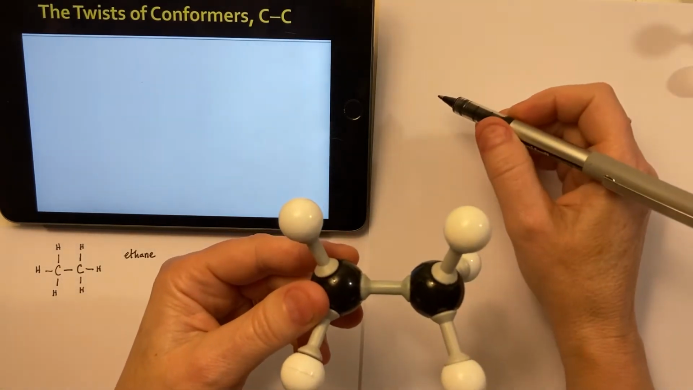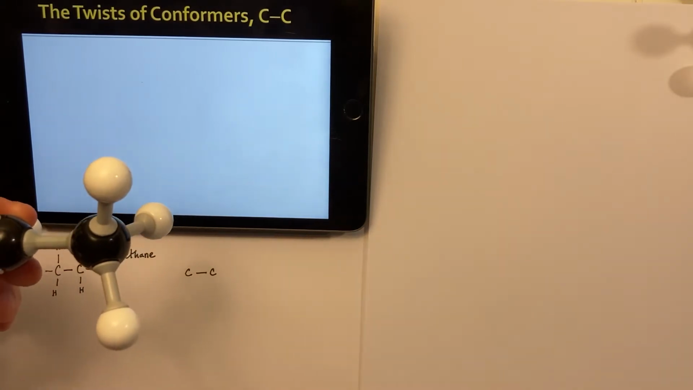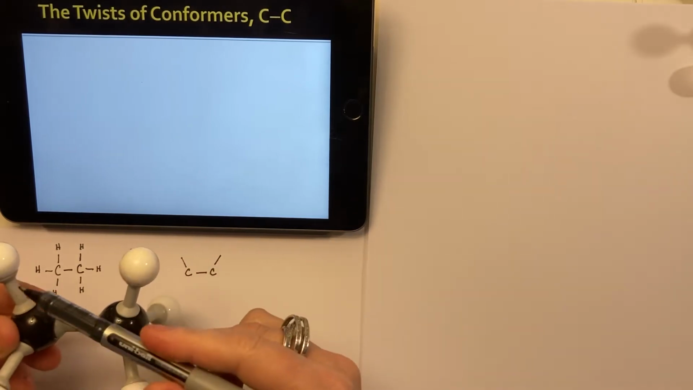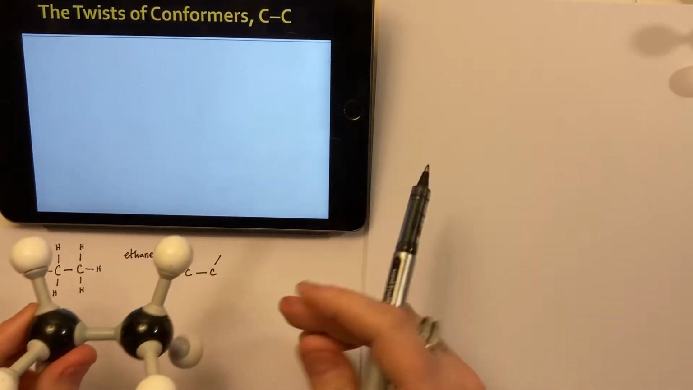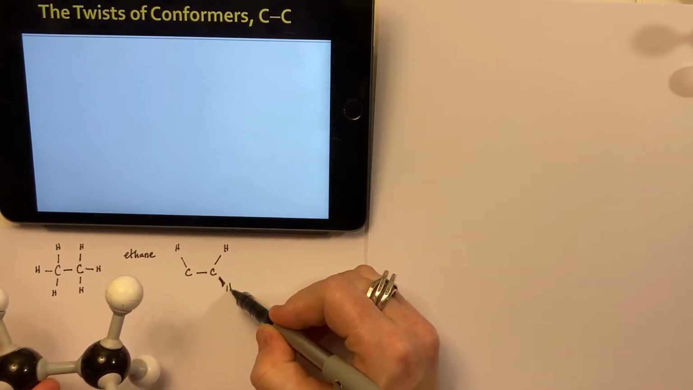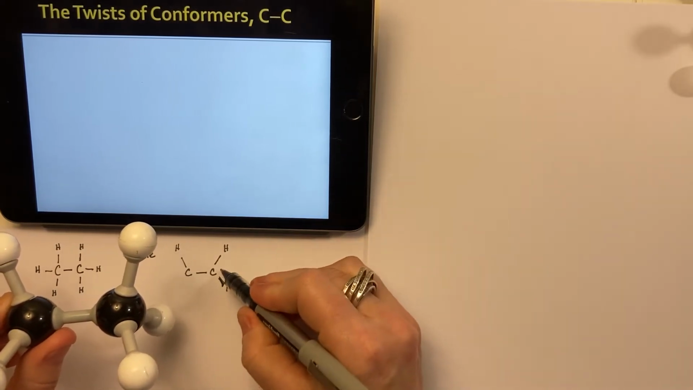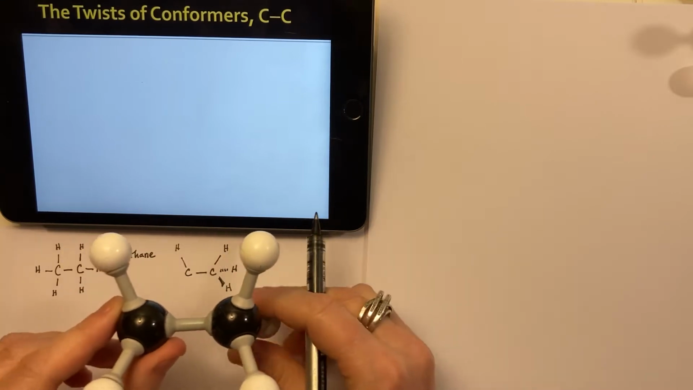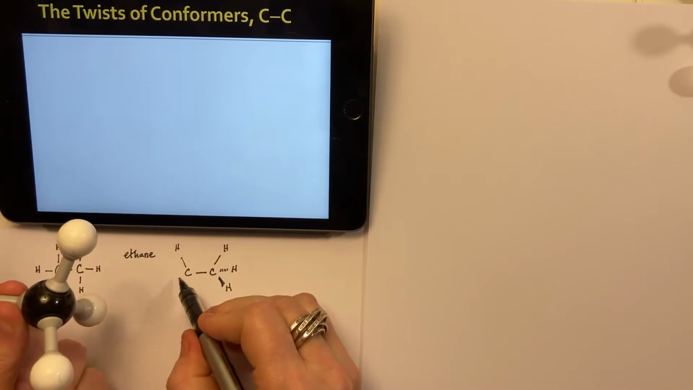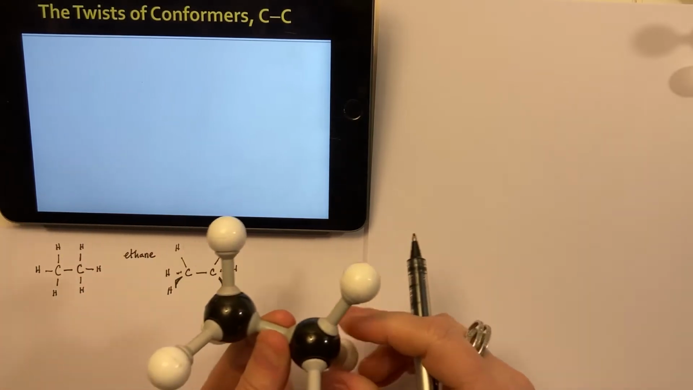Let's draw that. Let's think about carbon connected to carbon. And then if I line them up, I've got these 2 hydrogens in the same plane. And then I have a wedge here. And then this one's going to be a dash. And then on the other side, I've got my wedge and my dash. So that's with them all lined up.